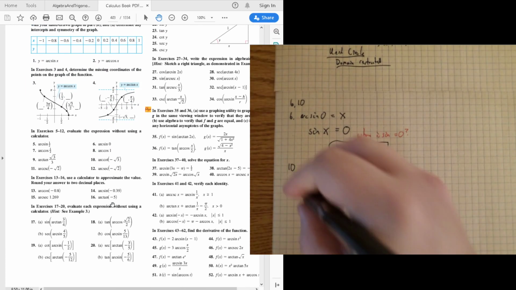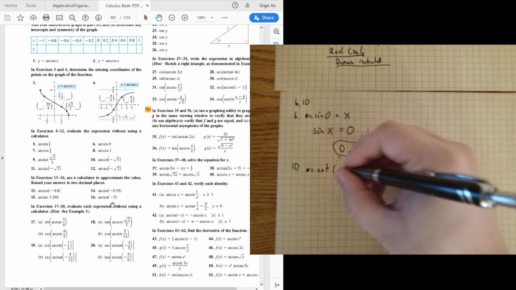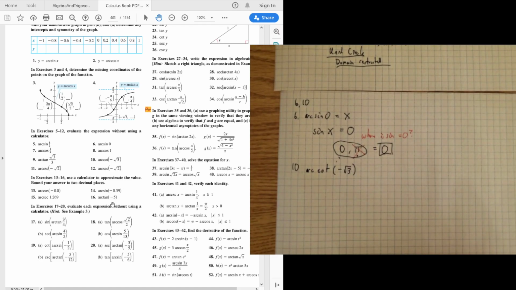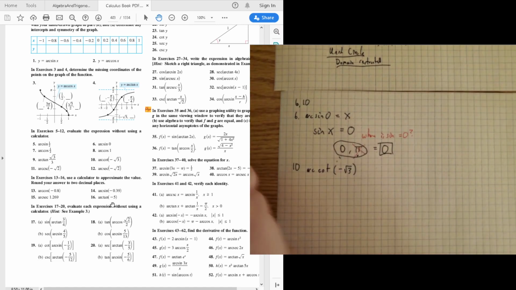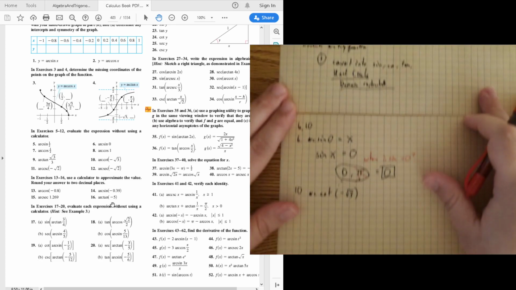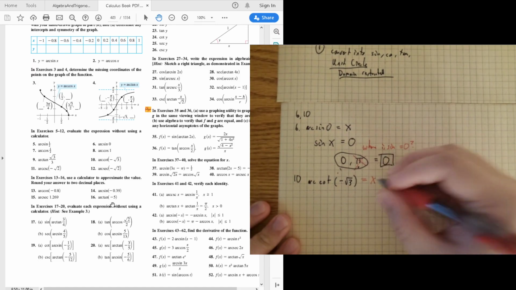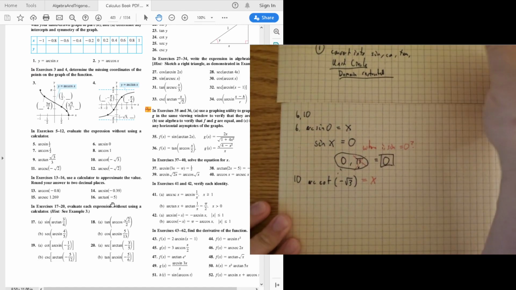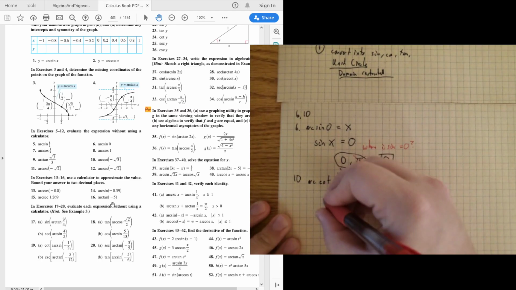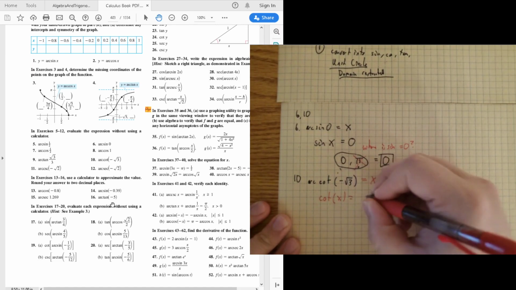Number 10. It says arc cotangent of negative square root of 3. Okay, so what does this mean? Well, I can rewrite this using sines, cosines, and tangents. Now remember, first thing I can rewrite, well, this is arc cotangent. Well, that means that this is going to be equal to x. And if that's the case, I can use my definition from my notes, which allows me to convert arc cotangent of a number into just cotangent. This becomes cotangent of x equals negative square root of 3.